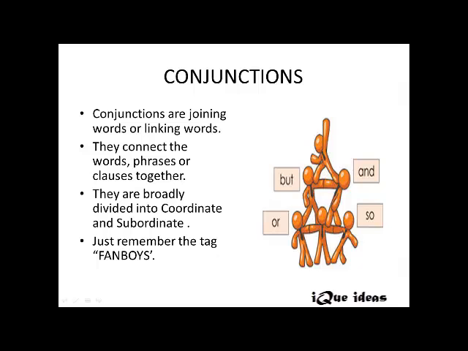Fanboys are called coordinate conjunctions. This is the easiest way to remember coordinate conjunctions. F stands for the word for, A for and, N for nor, B for but, O for or, Y for yet, S for so.